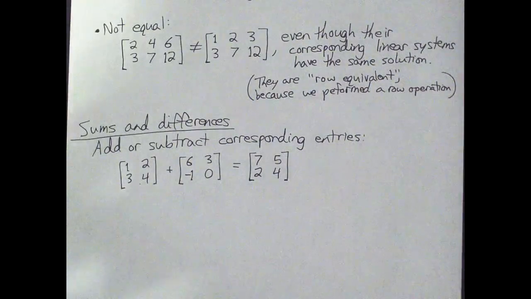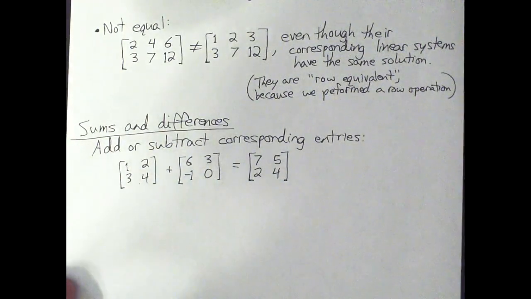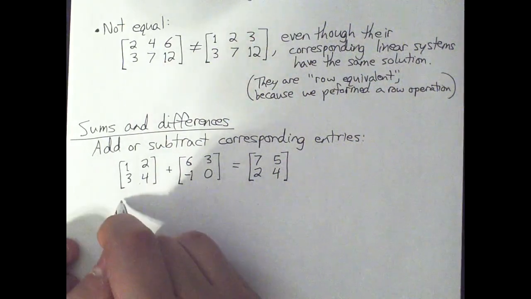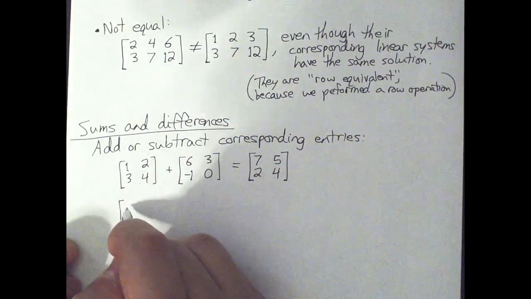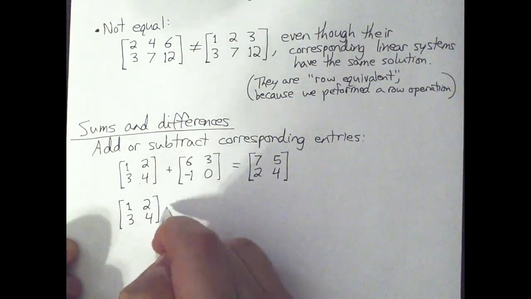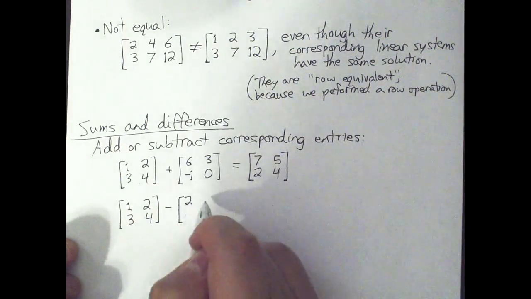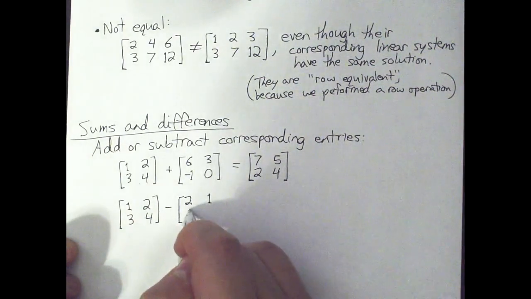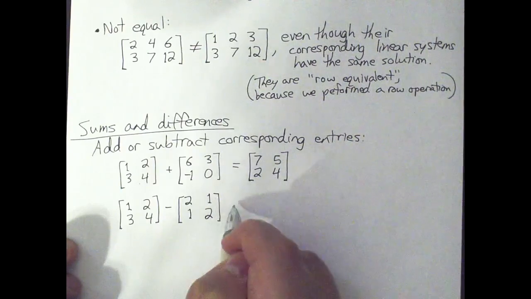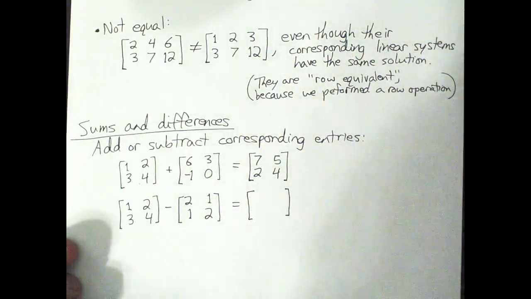Now, this only works if the matrices are the same size. Otherwise, it's undefined. If you try to add two matrices of different sizes, that's just undefined. I don't think we'll really find ourselves trying to do that. Let's do a subtraction, just to show that it works the same way. And subtraction should work the same way, because when you subtract something, you're just adding a negative number.